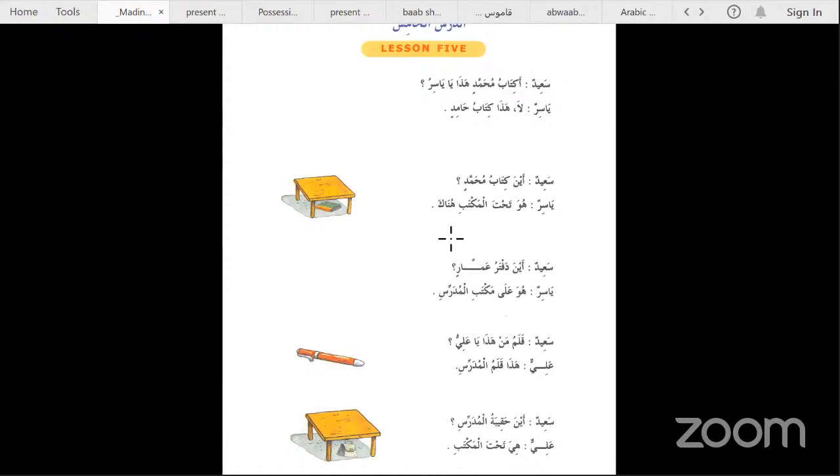Excellent. Saeed: Kalamu man haza ya Ali. Whose pen is this? Haza kalamul mudarrisi. This is the teacher's pen. Excellent.